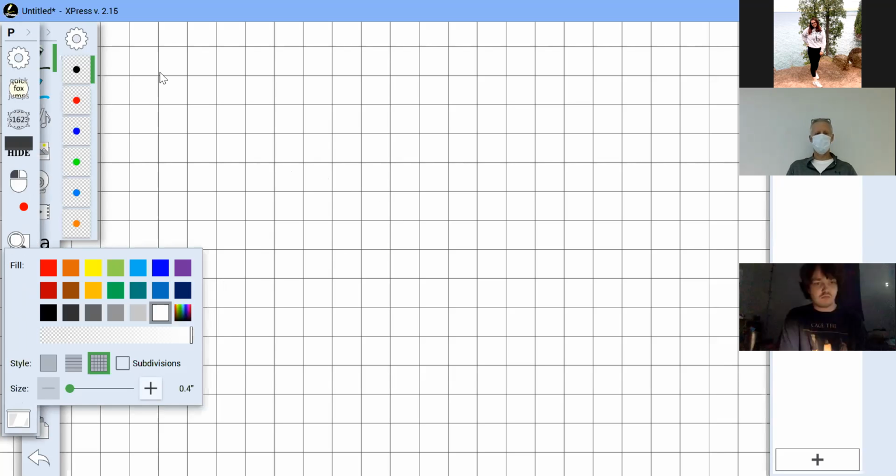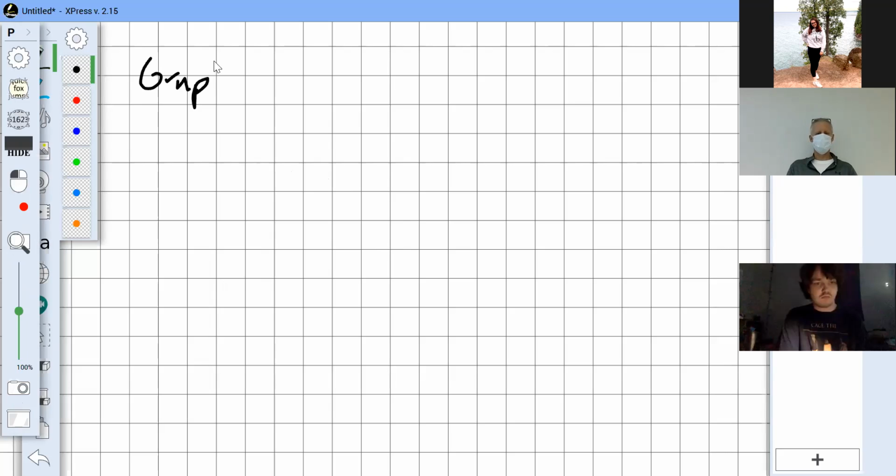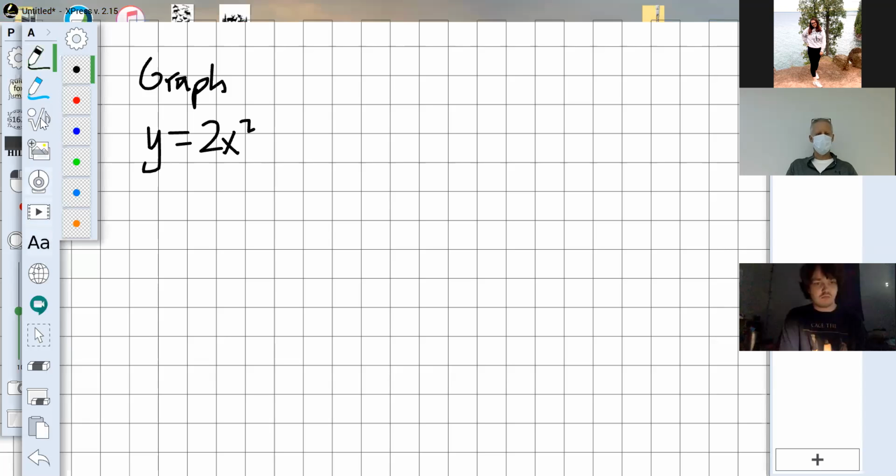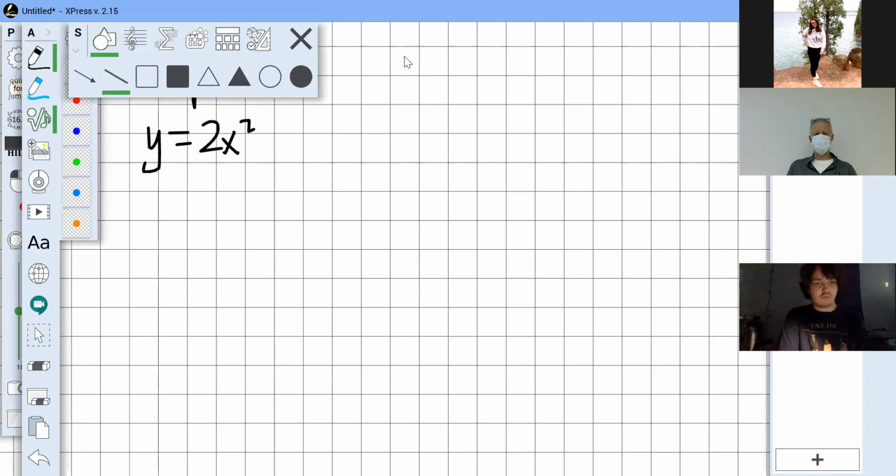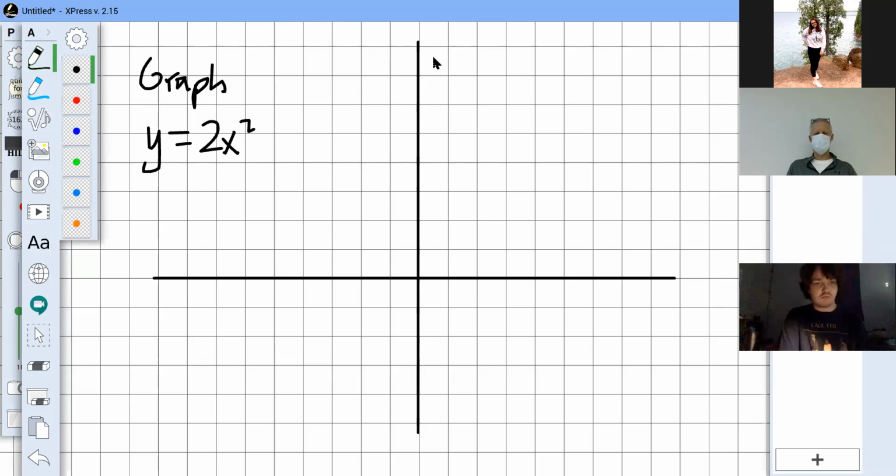Okay, so we're going to graph y equals 2x squared. Okay, so let me draw a quick set of axes. Let me talk to you about what the 2 is doing, in general, what this thing is going to look like.